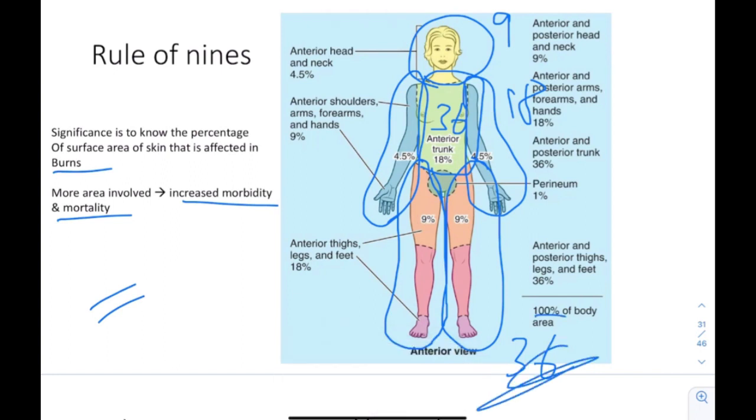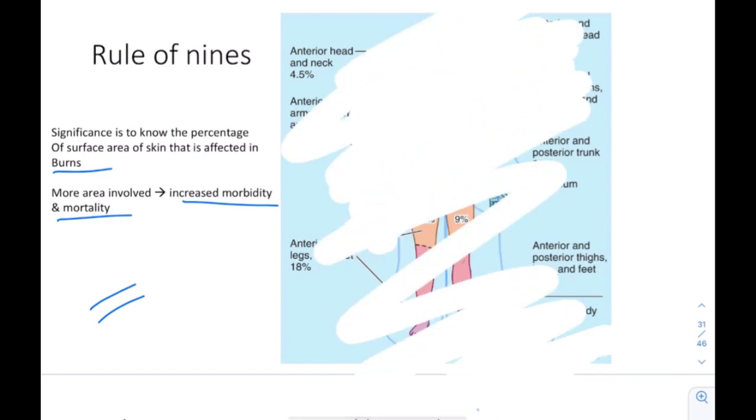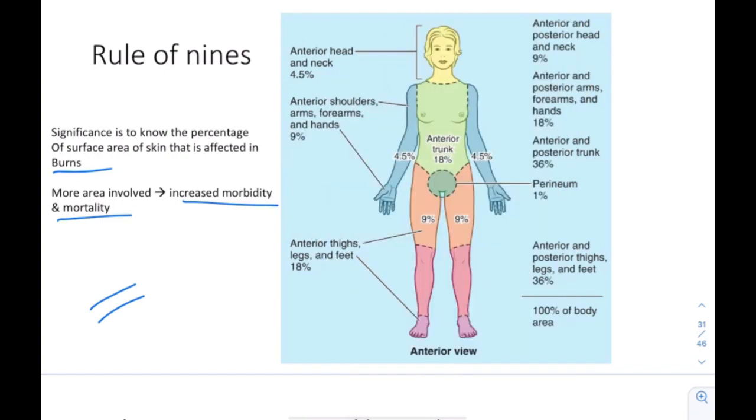So the more area that's affected in a burn, for example, the greater the chance of morbidity and mortality. Morbidity means disease or a bad outcome, and mortality means death.